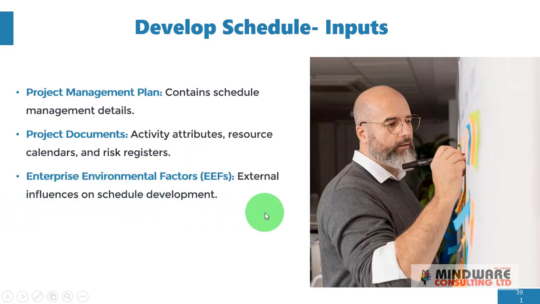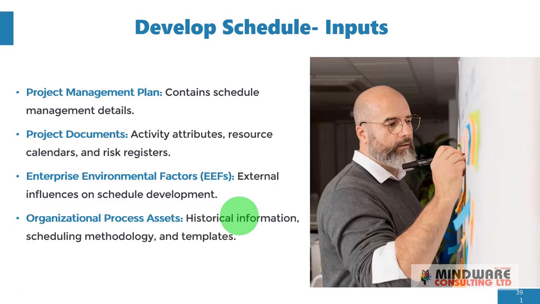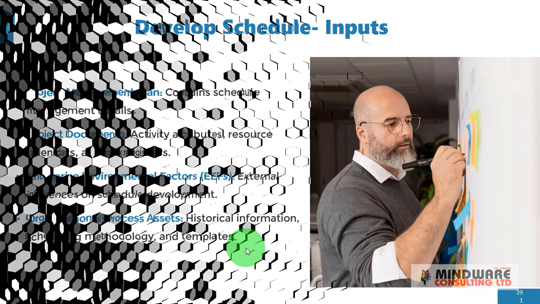Enterprise environmental factors. These are external influences on schedule development. Also, we have organizational process assets, and this includes historical information, scheduling methodology, and templates.